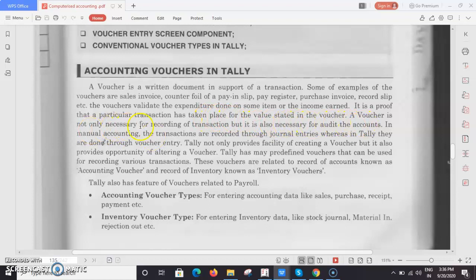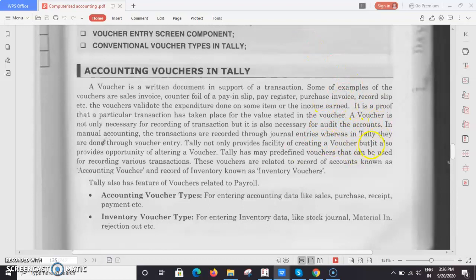A voucher is not only necessary for recording of transactions but is also necessary for auditing the accounts. So voucher is nothing but a documentary evidence. That means if an expenditure happened and we are having a voucher, then okay, the following expenditure has happened. When we come to know that the following expenditure has been done, it is a documentary evidence. It is not only for accounting purposes, it is also helpful at audit time.